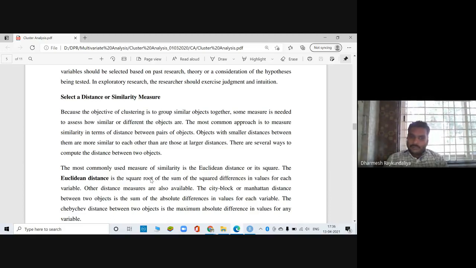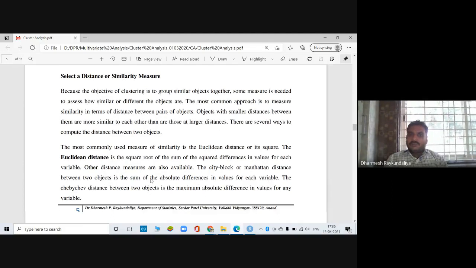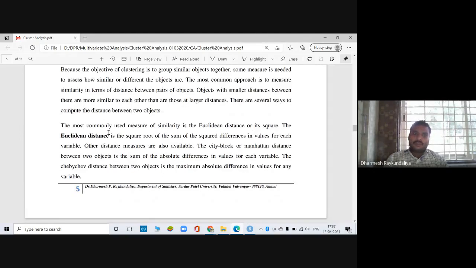The most commonly used measure of similarity is the Euclidean distance or its square. The Euclidean distance is the square root of the sum of squared differences in value for each variable.